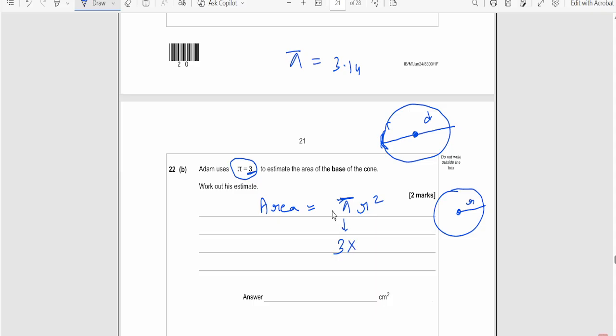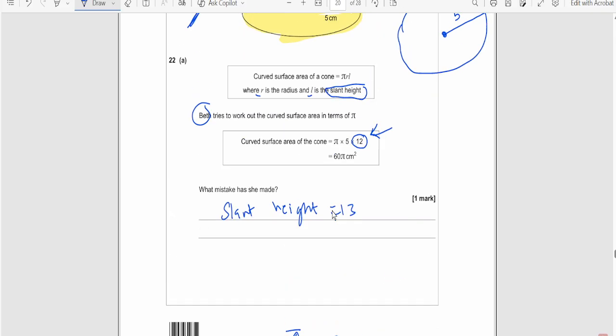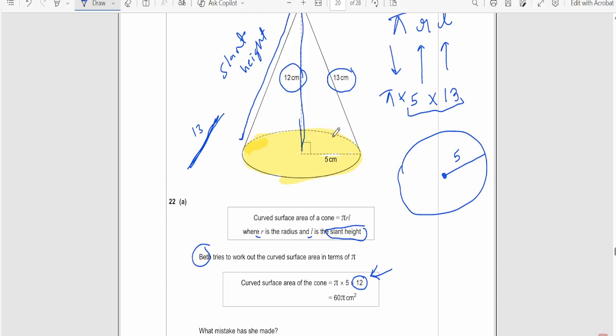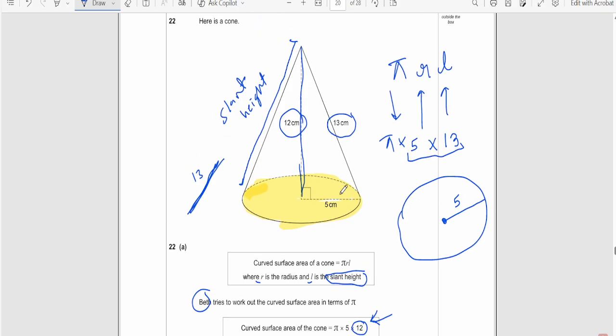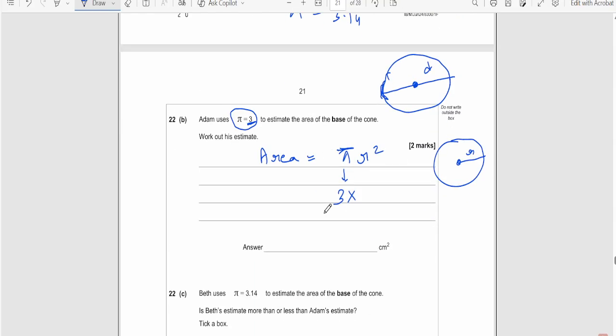r square. What is the value of r in this diagram? Radius, which is 5. So 5 square means 5 times 5, right? Now multiply them. 5 times 5 is 25. 25 times 3 is 75. So the answer is 75 centimeter square, okay?